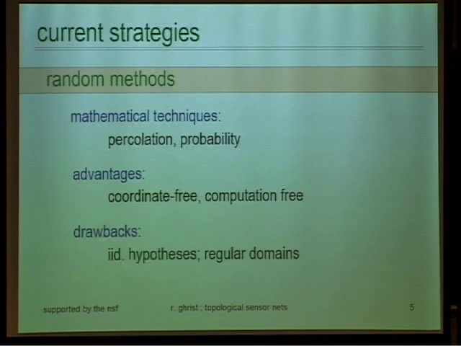But the problem is that, as Percy mentioned the first day of this conference, you can't always say the points are IID distributed. If I dump a bucket of sensors out of the airplane onto a field, it's not going to be reasonable to make an assumption on the distribution. It's also not going to be reasonable in all physical settings to assume that my domain is a round disk on which I can prove theorems.